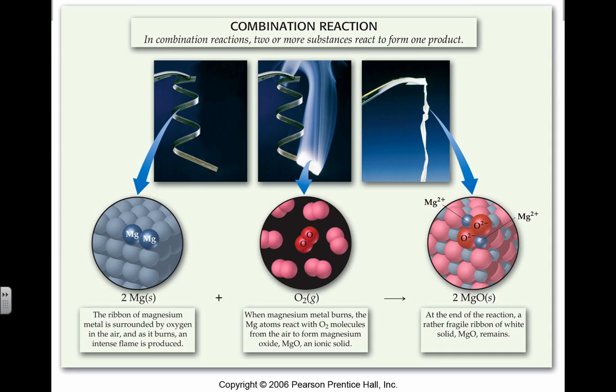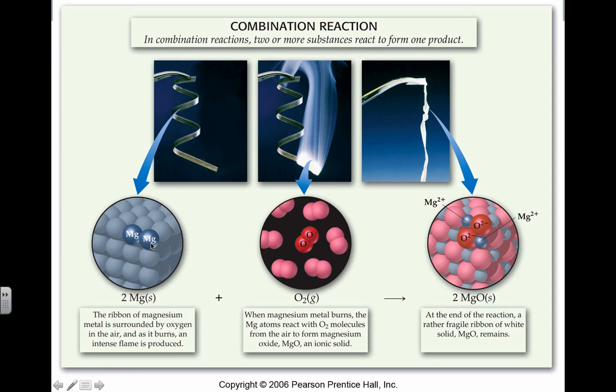This figure's from your book, and this highlights a combination reaction that happens. This is an example of where you have pure magnesium metal combining with oxygen to burn to form magnesium oxide. So this white flaky solid is the magnesium oxide. And what's happening here is trying to illustrate what's going on during this process.